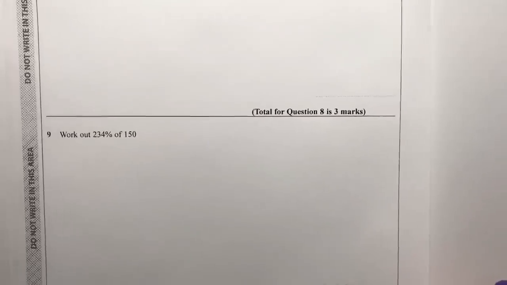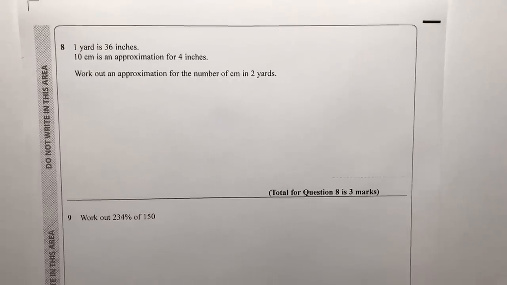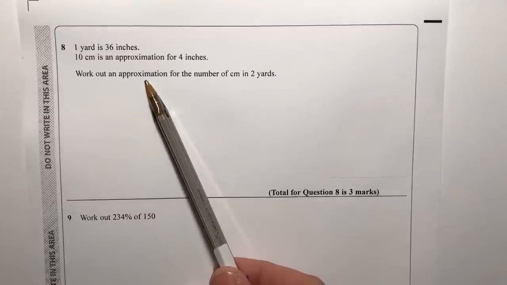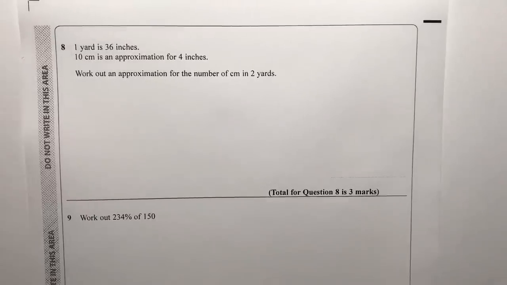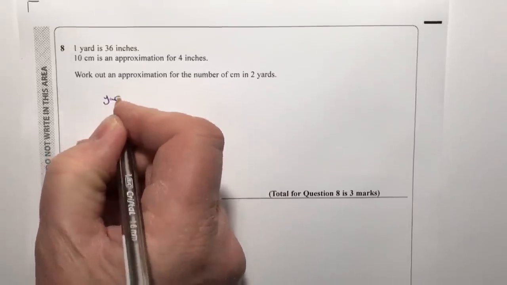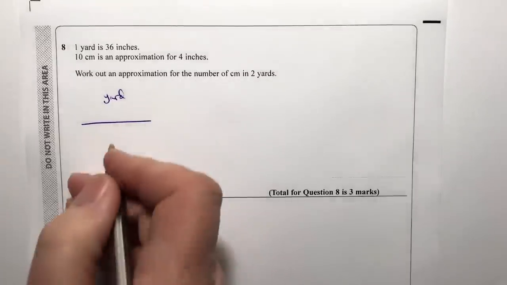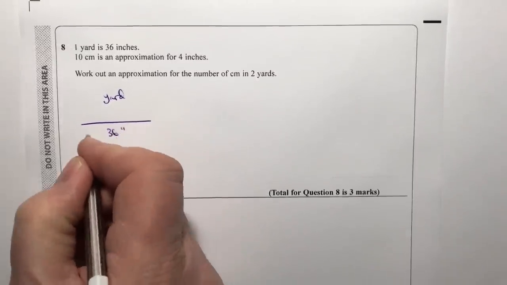So let's move on then to question number 8. And question number 8 is an approximation. Okay, so be careful about these ones because we're looking for approximations, so it's just an estimation. So effectively what we're saying is we've got 1 yard. Okay, it's a very old English measurement actually, and that 1 yard is equal to 36 inches.